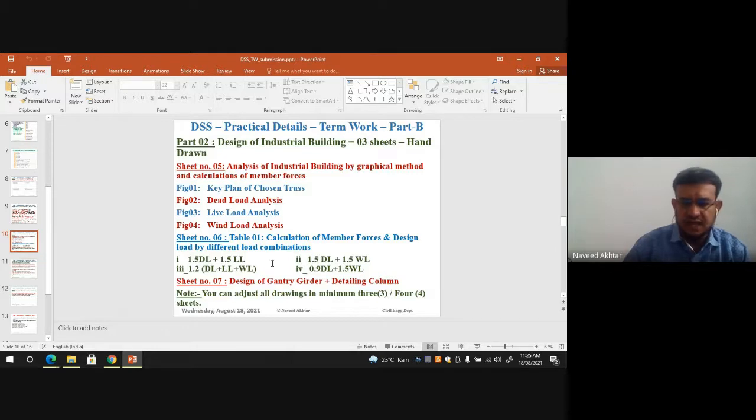numerically. And after that you have to design the gantry girder in your industrial building and the column design, taking the load of the roof truss, gantry girder and bracings. Okay, these are the three sheets you have to draw in part B of your term. This is the mini project.